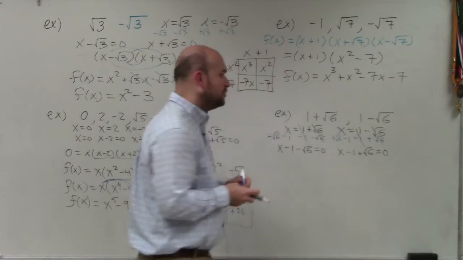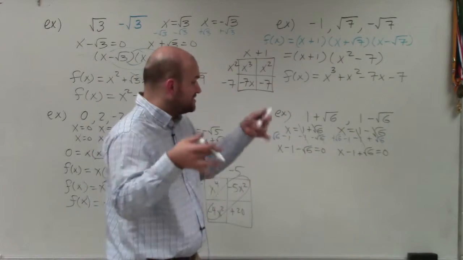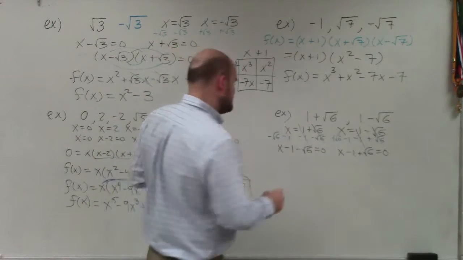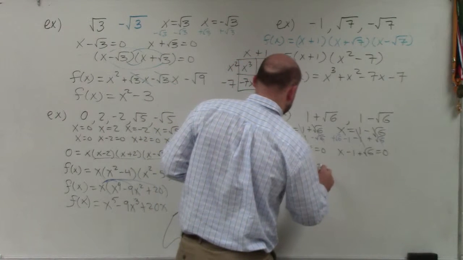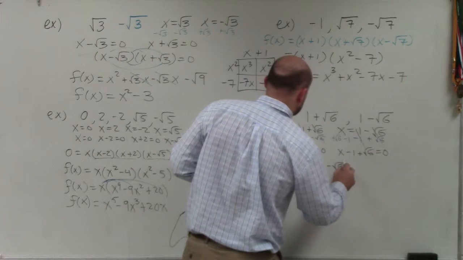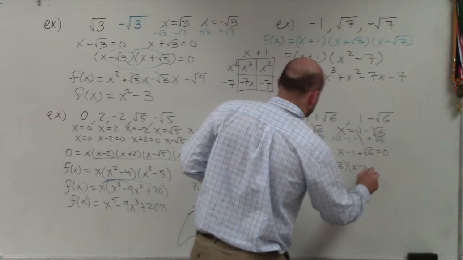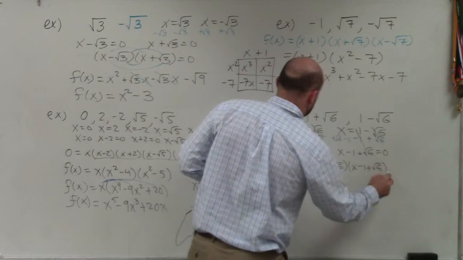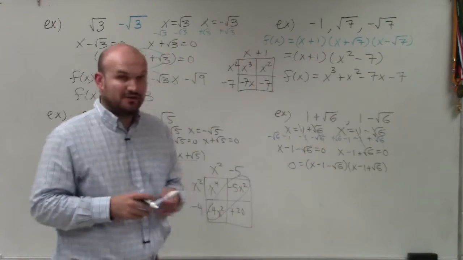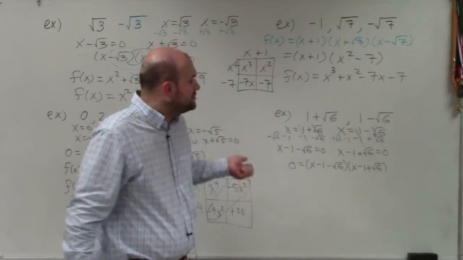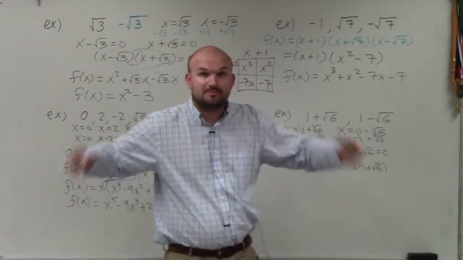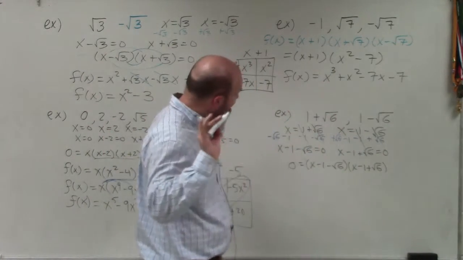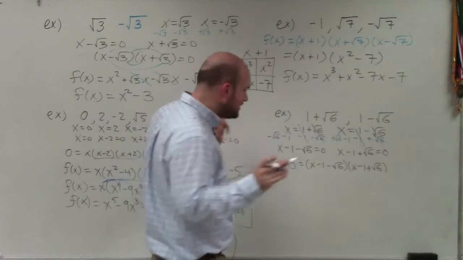Since those are my two factors, I can write them in factored form equal to 0. So I could say 0 equals x minus 1 minus the square root of 6 times x minus 1 plus the square root of 6. Now, this is where it gets confusing for a lot of students, because basically what you can do, ladies and gentlemen, is apply the distributive property here. It's a trinomial times another trinomial. Go ahead and have fun with it. I just don't see it being very much fun doing a problem like that.